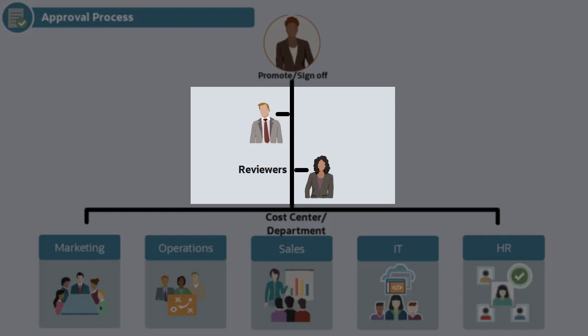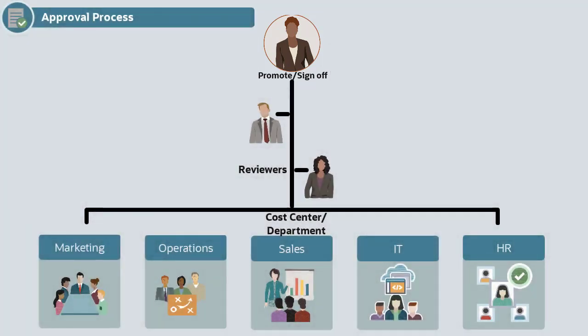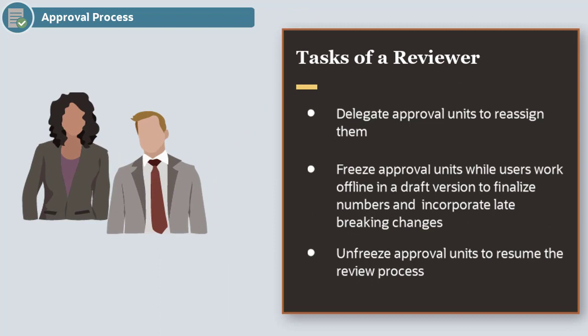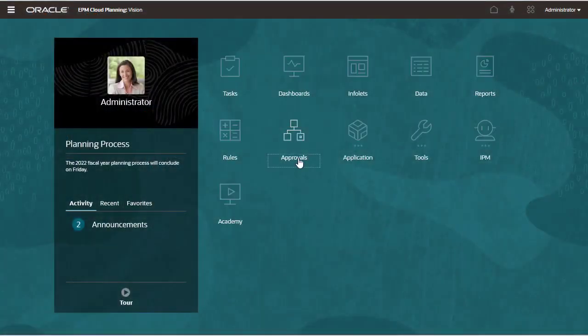If they approve the plan, they promote the approval unit upwards through the review path defined for review and final sign-off. During this process, reviewers can perform tasks such as delegate approval units to reassign them, freeze approval units while users work offline in a draft version to finalize numbers and incorporate late-breaking changes, and unfreeze approval units to resume the review process. Let's explore approvals.